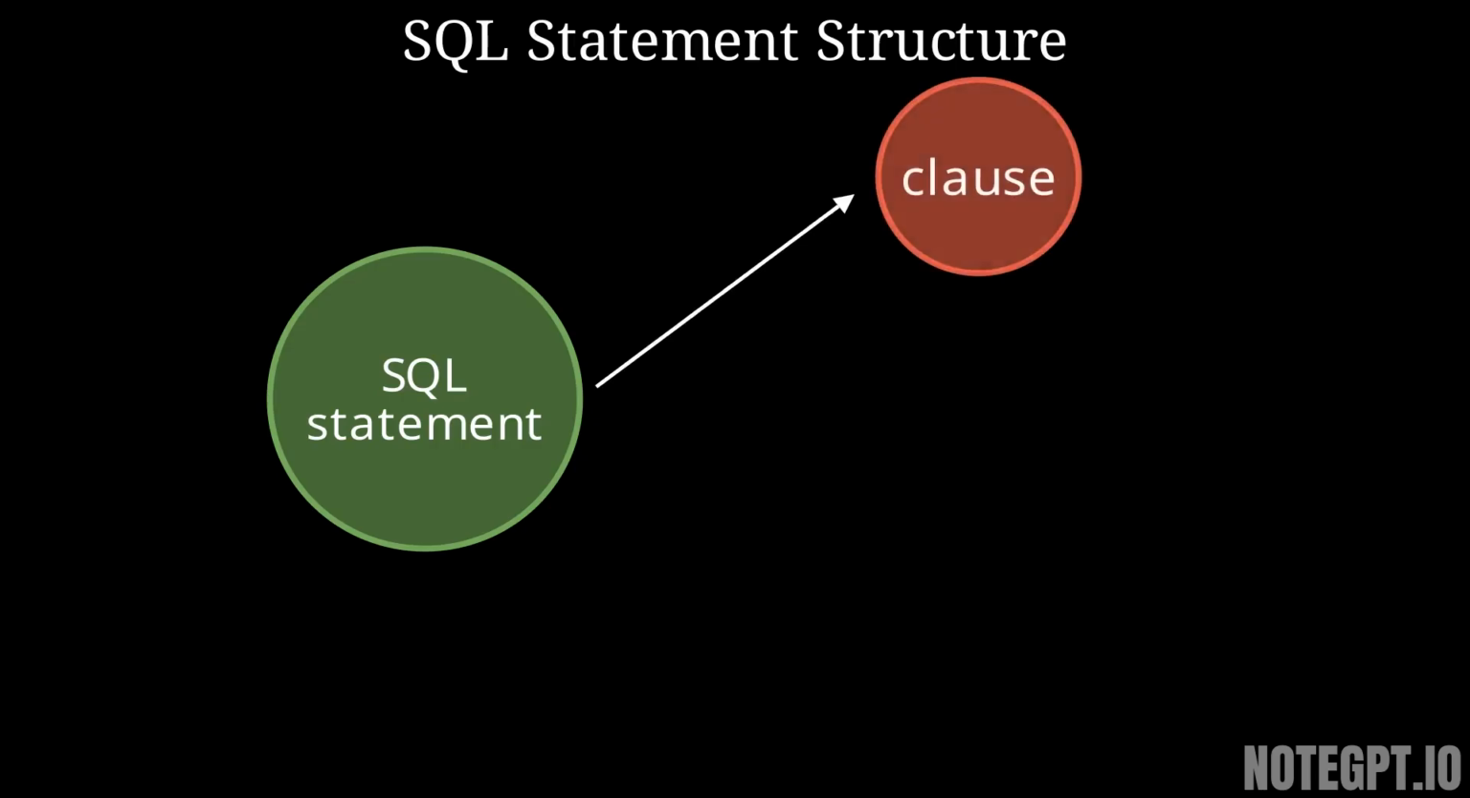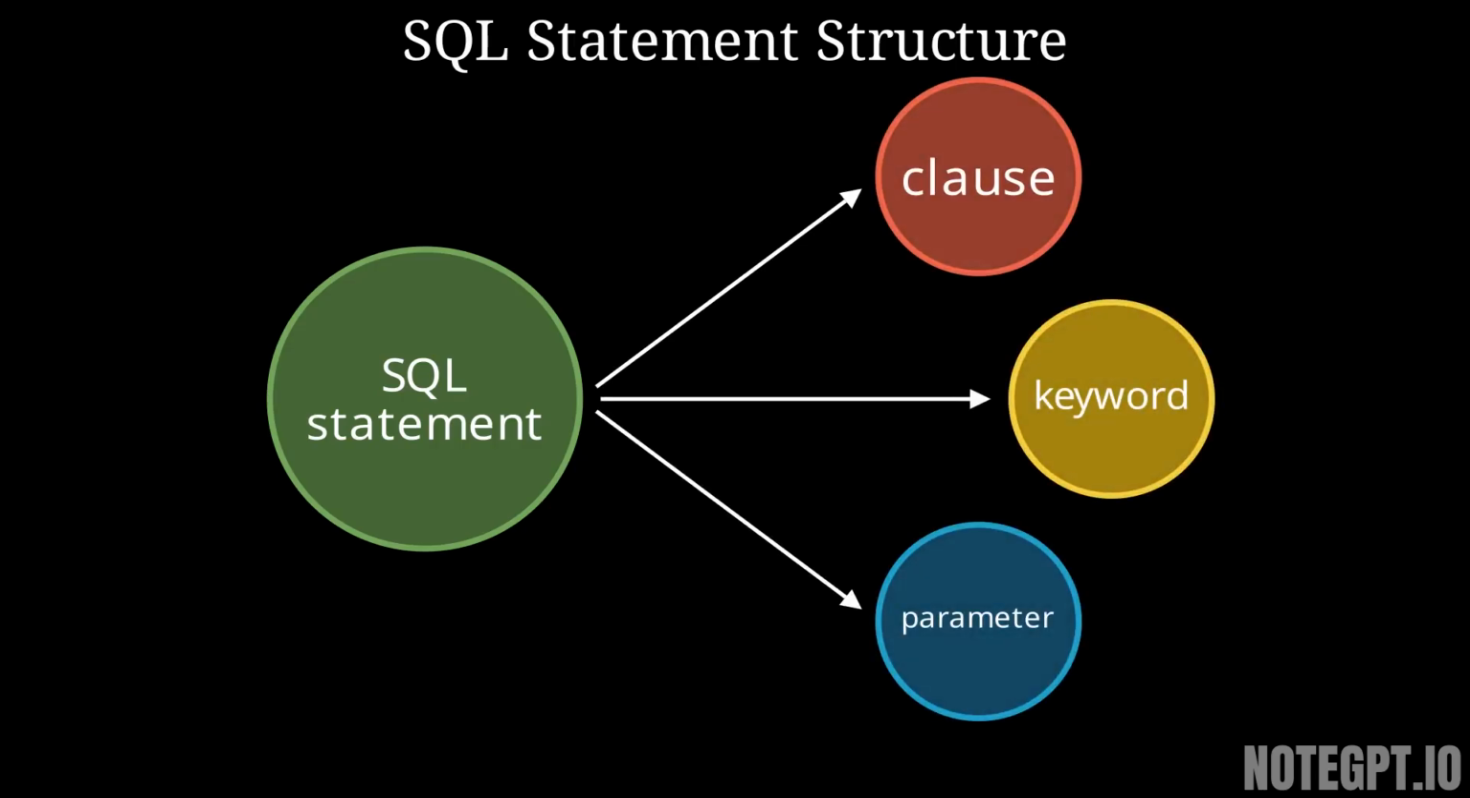A SQL statement is made up of clauses, keywords, and parameters. Clauses are named after their initial words, keywords are reserved words, and parameters are the variable parts you fill in. For example, select columns from table where condition.